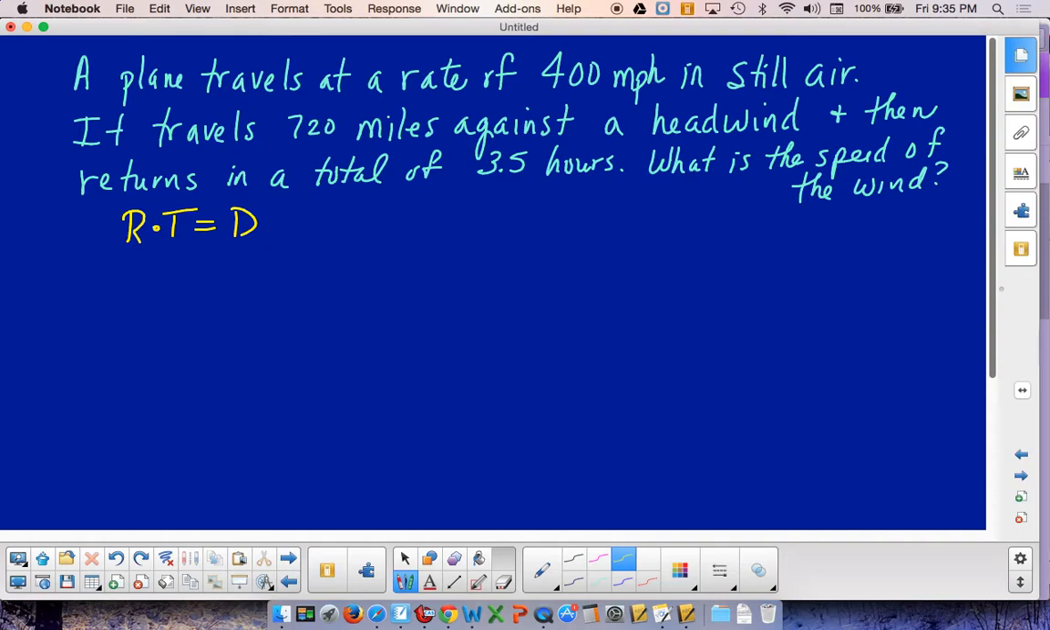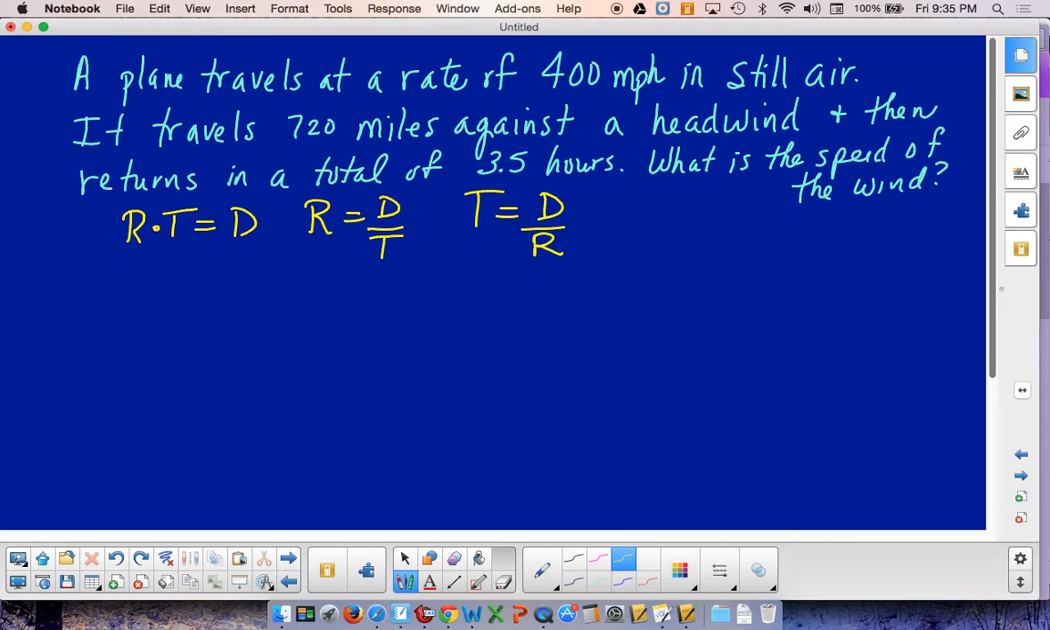So yes, rate times time equals distance. Or if I divide the time over, I can say rate equals distance divided by time. Or I can say time equals distance divided by rate. There's many versions of it. So you're going to have to determine which version is right for you.